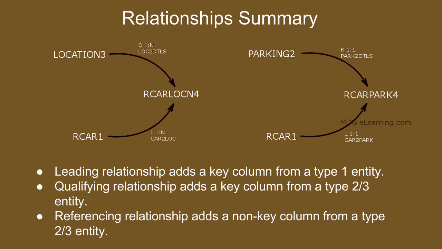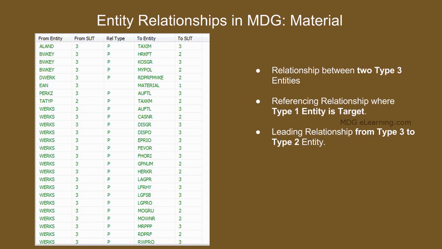In summary, we saw the effect of various relationships on table generation. We also saw how the runtime data is populated in those generated tables. There are of course other combinations of entity types participating in a relationship. Following is an extract from the material data model. Notice that we have several leading relationships going from a Type 3 to a Type 3 entity type and from Type 3 to Type 2 entity types.